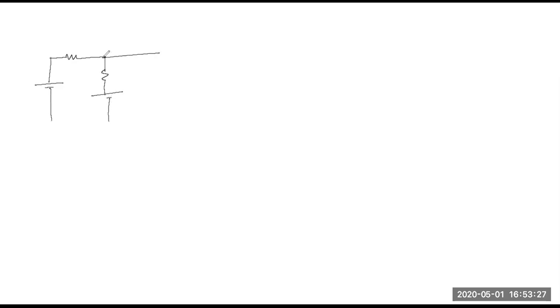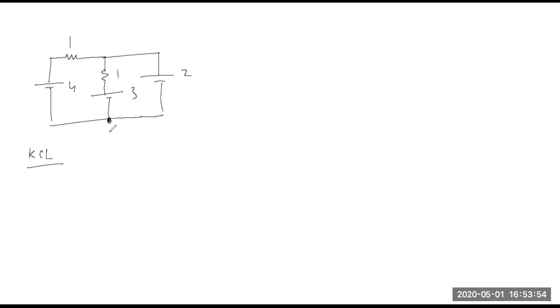So 2, 3, 4, 1, 1. And I want to know what will be the current in each branch, right? Just tell me the method. What should I do if I want to apply KCL? What should be the potential here? Somebody, what will be the potential here?